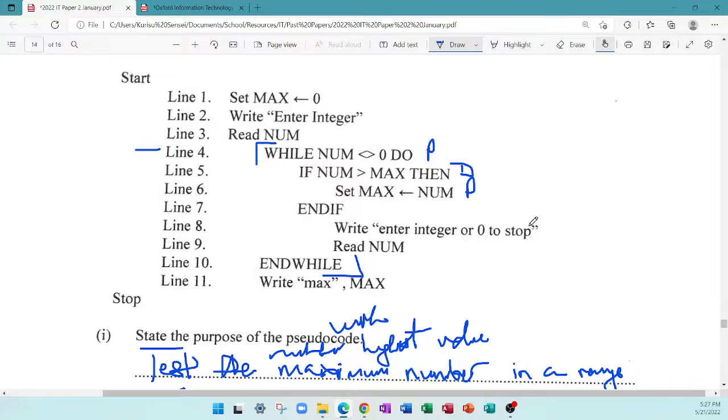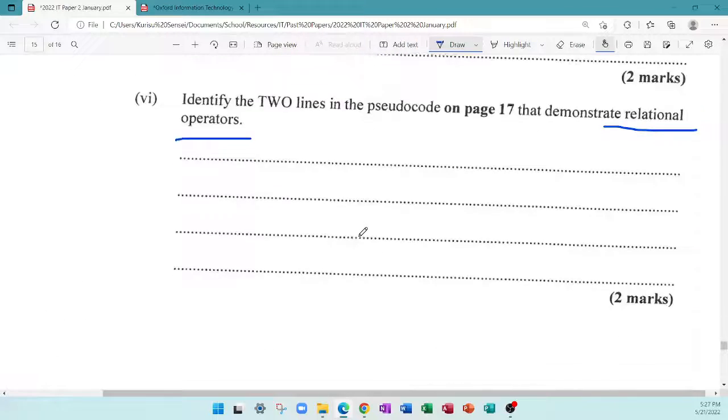What would line 8 be? Sir, that would be an output. Good. Line 9. That would be input. Good. And then line 10, we don't have to do anything for that. Good.